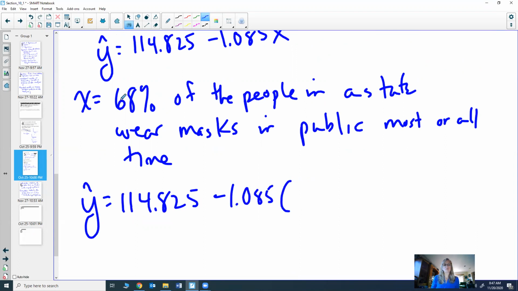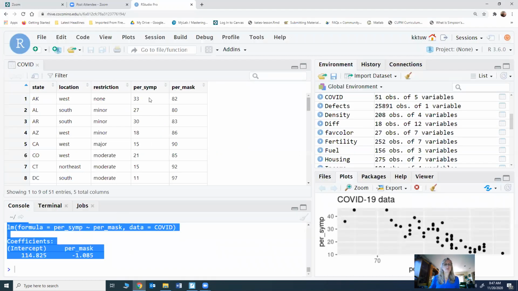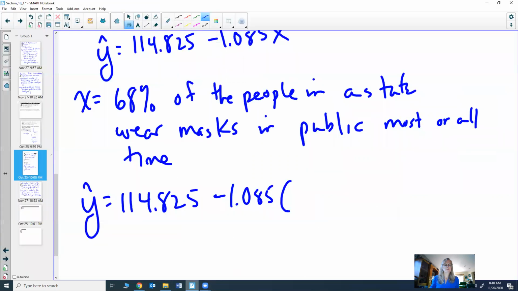Now, normally percentages are written as decimals, but let's go back and look at the data really fast. I notice all of these percentages, because these are percent symptoms, these are percent masks, they're not given as decimals, they're given as percents. So we can actually leave it as the 68. So we're going to put a 68 in here and we're going to calculate this.